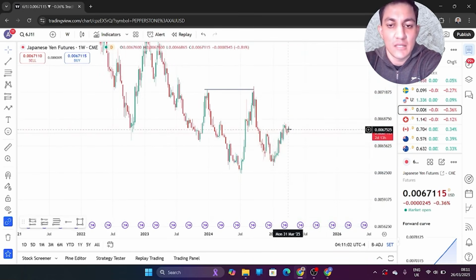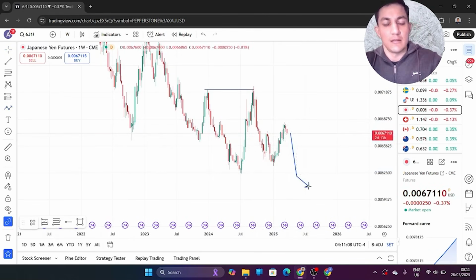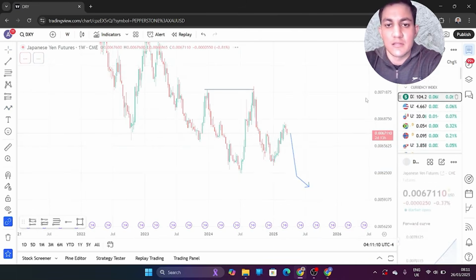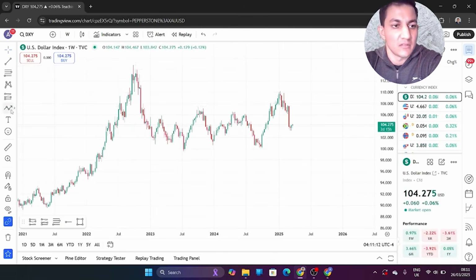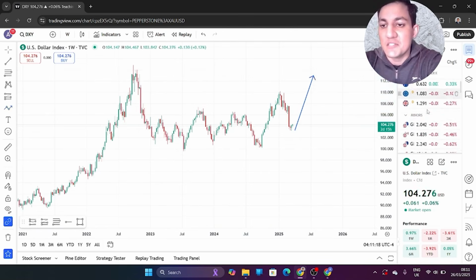If Japanese yen is likely to continue downwards, take out this low, like that, and the dollar is likely to go up, like we said, because of the bond yields, and eventually take out this high, what does that mean for USDJPY? Right, what does that really mean?